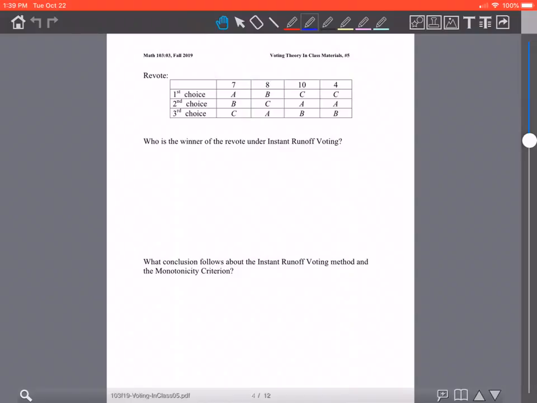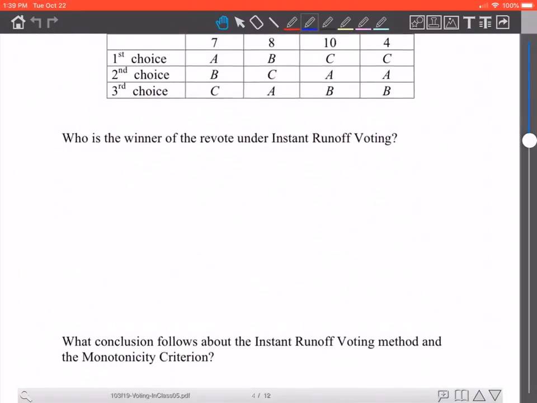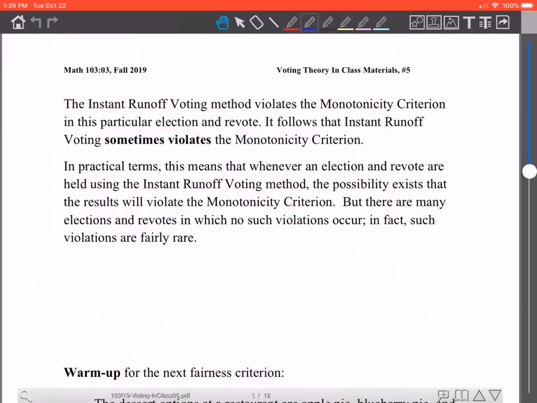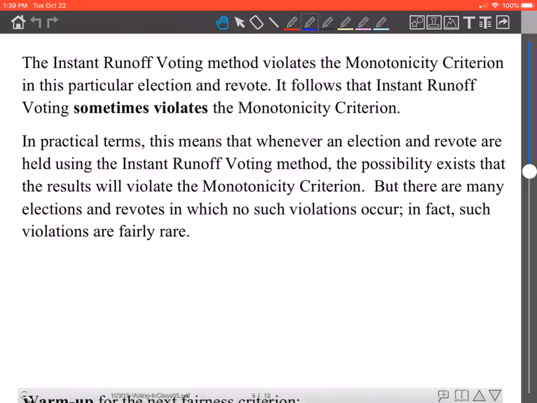Okay. We just did this example. So what conclusion follows about the instant runoff voting method and the monotonicity criterion? Well, we just found an example where there was a violation. Does this mean that it's always going to happen? Not necessarily. But once you found one example of where it happens, you can say that the instant runoff voting method will sometimes violate the monotonicity criterion. Again, not always, but we found an example where it did, and so therefore it will sometimes violate the monotonicity criterion.